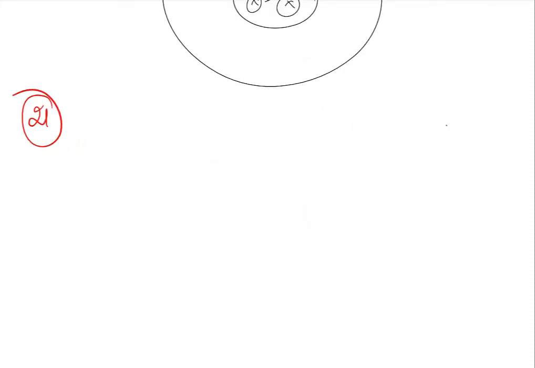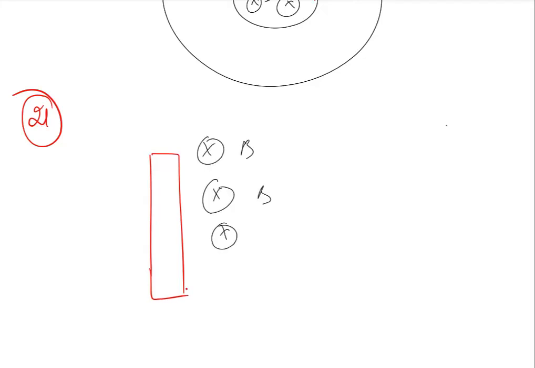Question number 21 says a metal rod moves at a constant velocity in a direction perpendicular to its length. A constant uniform magnetic field exists in space in a direction perpendicular to the rod as well as its velocity. So the situation is something like this. Now it's moving through a magnetic field, let's say directed into the page, and it's moving perpendicular to its length. So we know the EMF produced will be vBL. The entire rod is at the same electric potential.